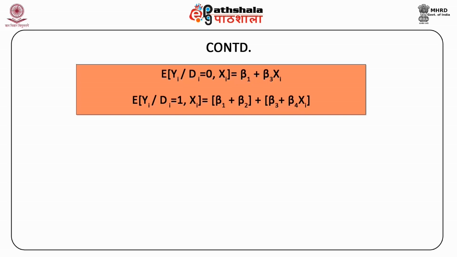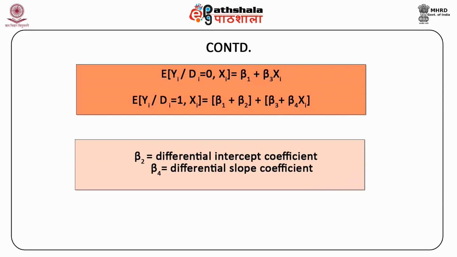In the above equation, beta 2 is the differential intercept coefficient, which we are already familiar with, and beta 4 is the differential slope coefficient. Let us understand what differential slope coefficient is.